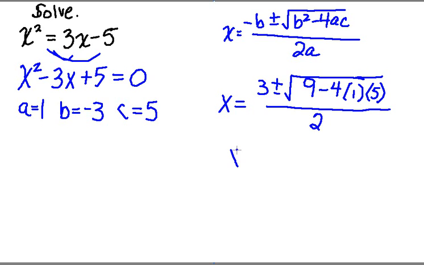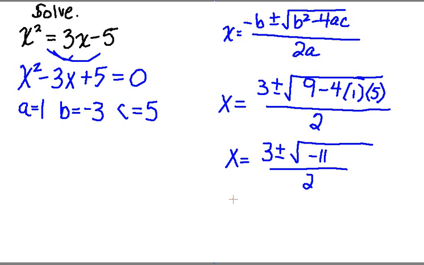And now I can simplify my radical. Here I have 3 plus or minus the square root of, well, minus 4 times 5 is a negative 20, plus 9 is going to be negative 11, all over 2. Now notice I have a negative underneath the radical. I do not want to leave it that way. We can simplify this using our rules of complex numbers.